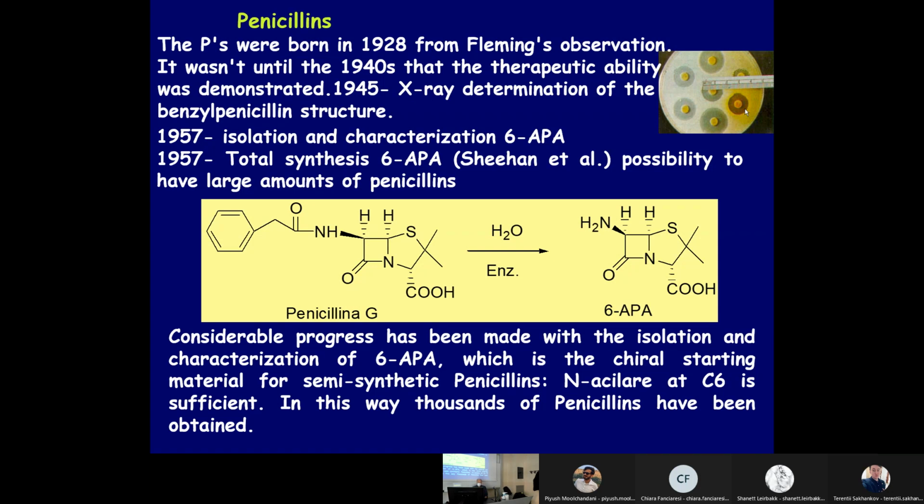Some years later, it was possible to have pure 6-aminopenicillanic acid, the starting point of new penicillins, by changing only the side chain. So, if we have pure 6-aminopenicillanic acid, it's possible to synthesize a large number of new penicillins.